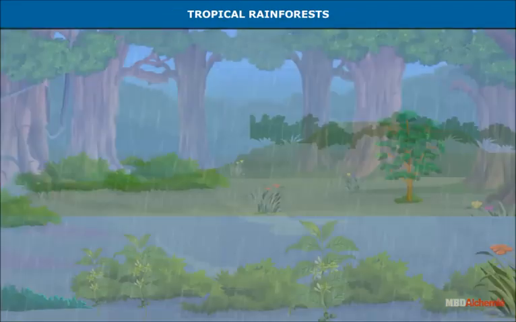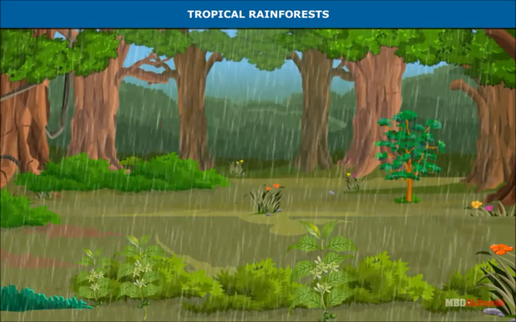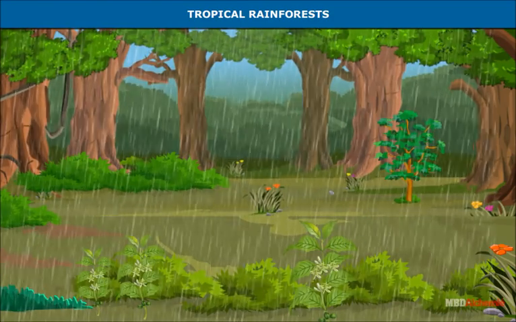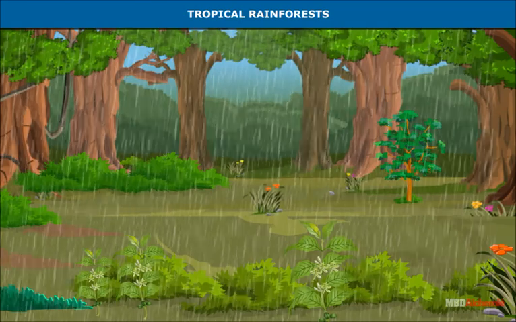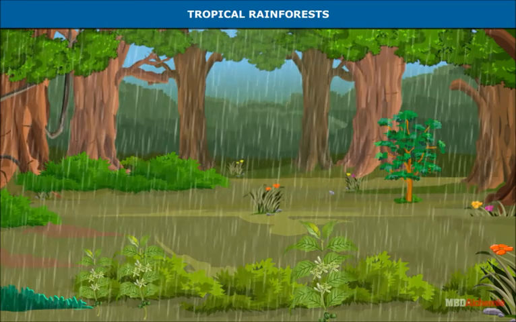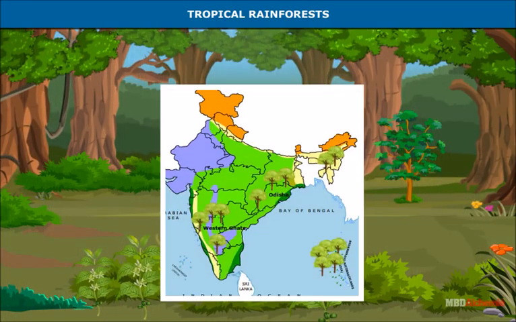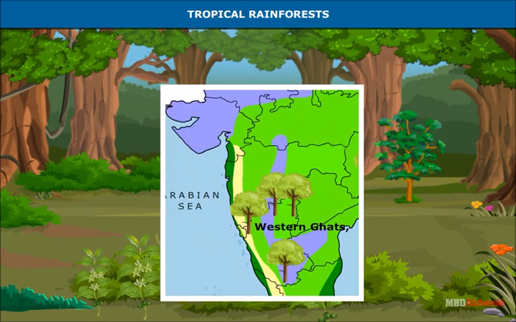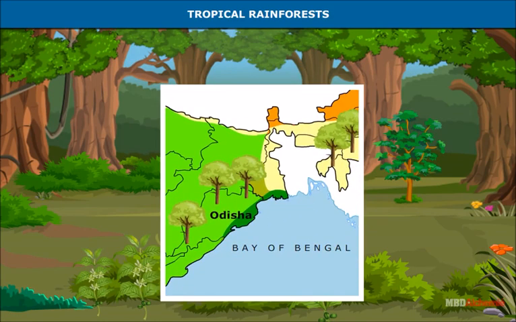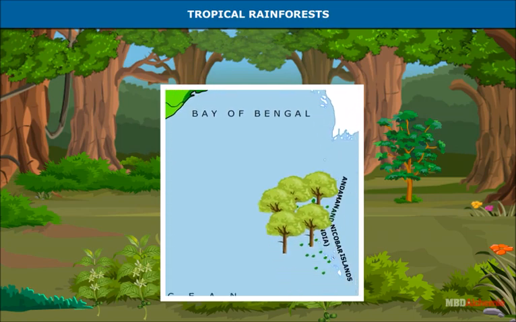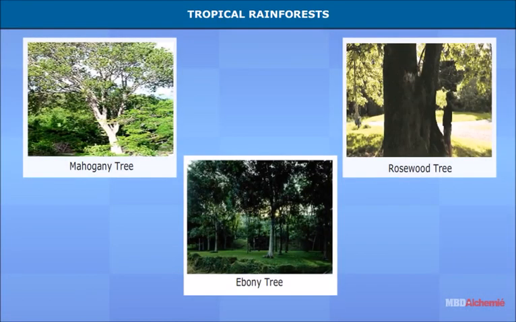Tropical rainforests. These forests have evergreen trees. These trees do not have any particular season for shedding their leaves. This region receives heavy rainfall of more than 200 centimeters in a year. These forests are found on the rainy slopes of Western Ghats, Orissa, the northeastern states, as well as Andaman and Nicobar Islands. Commercially important trees include mahogany, ebony, rosewood, sal, and teak.